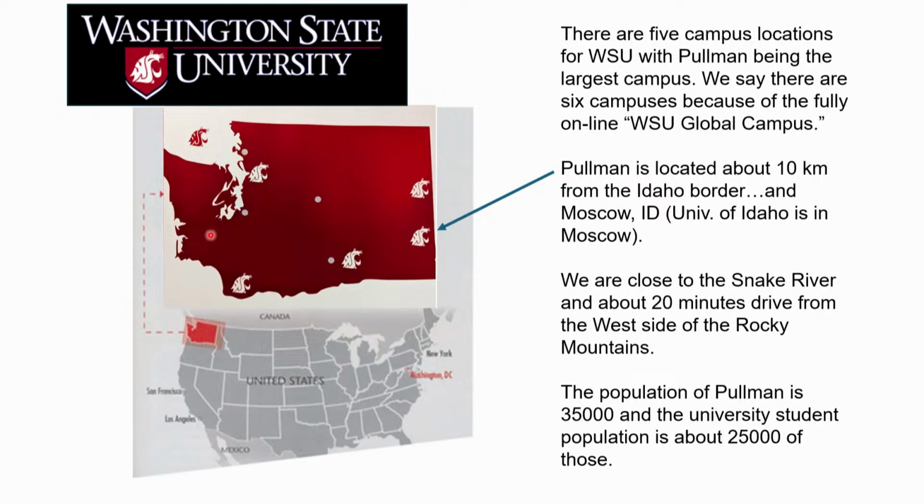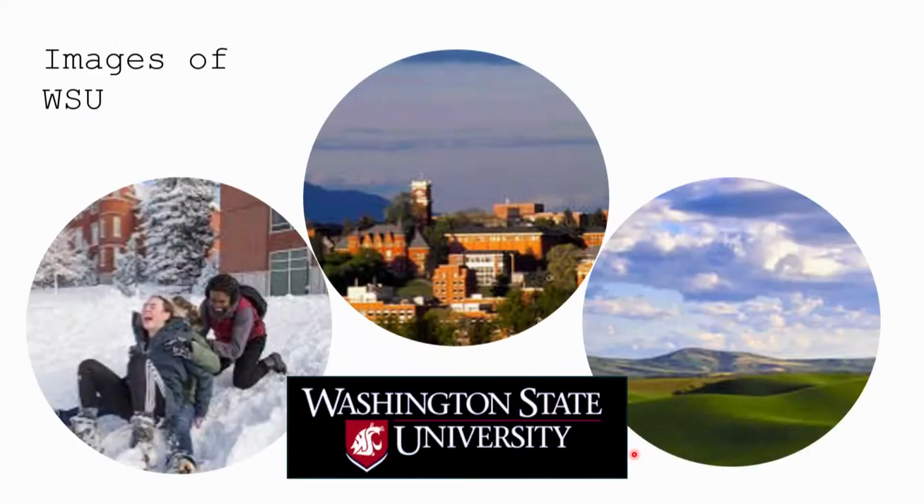So we are in a town called Pullman. It's a very small town. We're about 10 kilometers from the Idaho border, so we're not near the ocean. We're not near the Sound. We're not near Seattle. Pullman is about 35,000 people. It's in the middle of the wheat fields. Almost 25,000 of those 35,000 are students. So it's very much a typical college town.